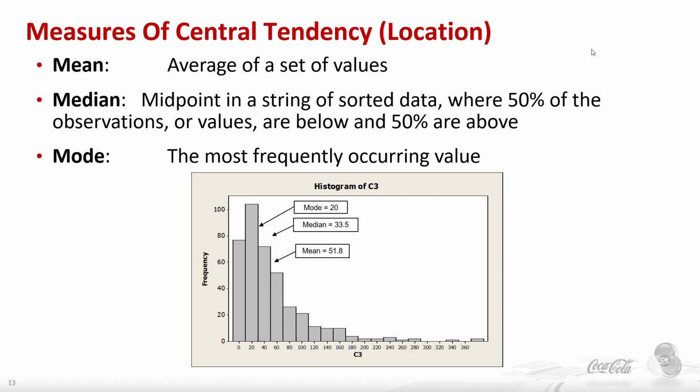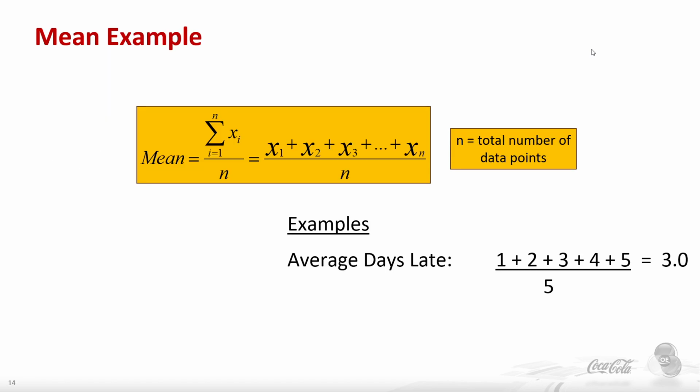In the graph or histogram below, you can see the data which is plotted, where we have a mean value of 51.8, while the median is 33.5 and the mode is 20, meaning the mode is the most repeated number in that data. To calculate the mean, we use this simple formula that we have been using since our childhood. We add all the values and divide by the total number of values. In this way, we calculate the mean of our data.